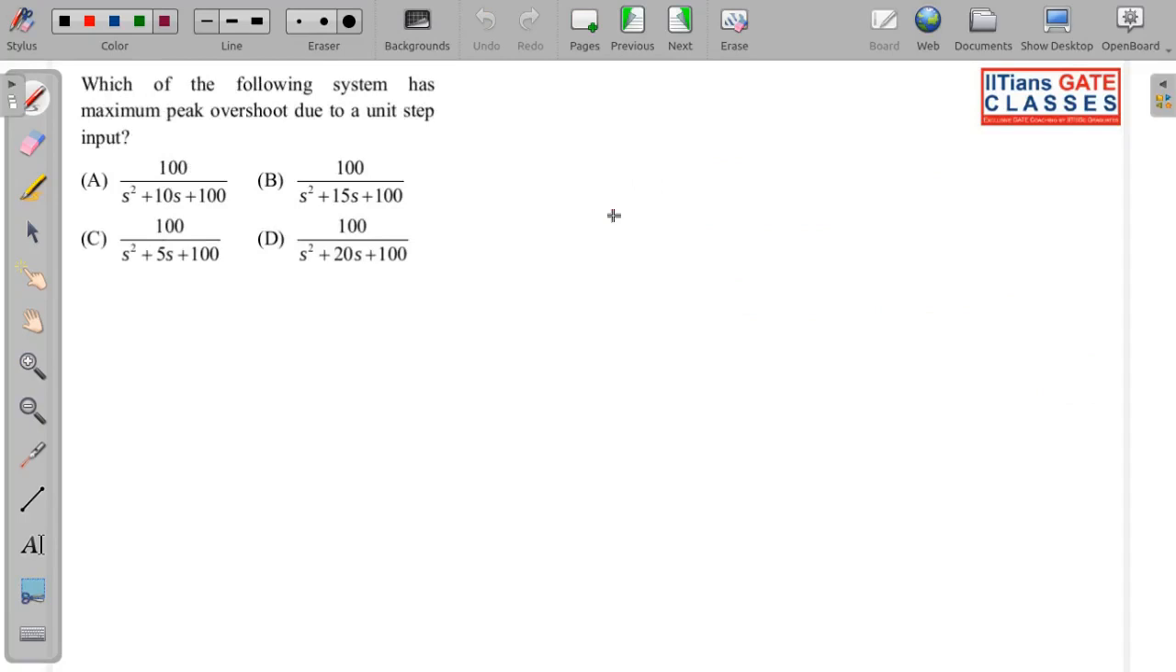So the next question we have over here is, which of the following systems has the maximum peak overshoot due to unit step input? So take 1 minute and quickly solve this question. So you can see over here that they are asking which of the following systems has maximum peak overshoot. So maximum peak overshoot is inversely proportional to zeta. Okay, it is inversely proportional to zeta.